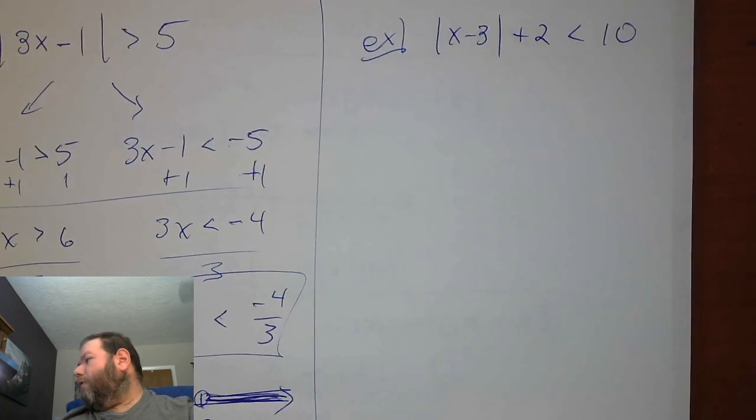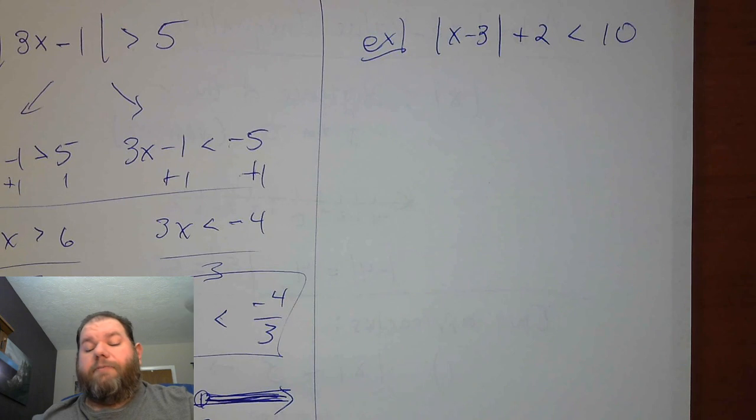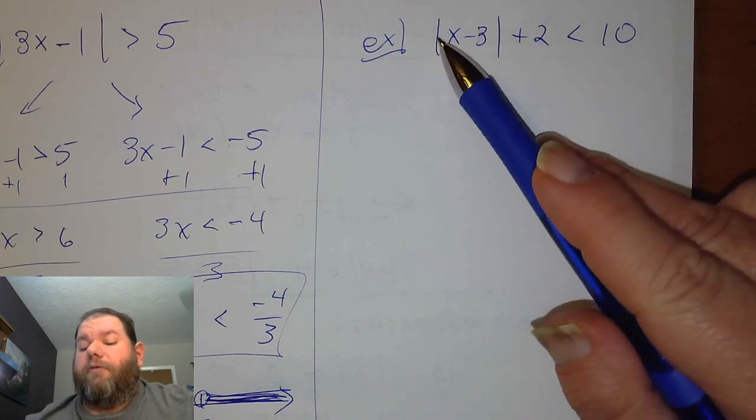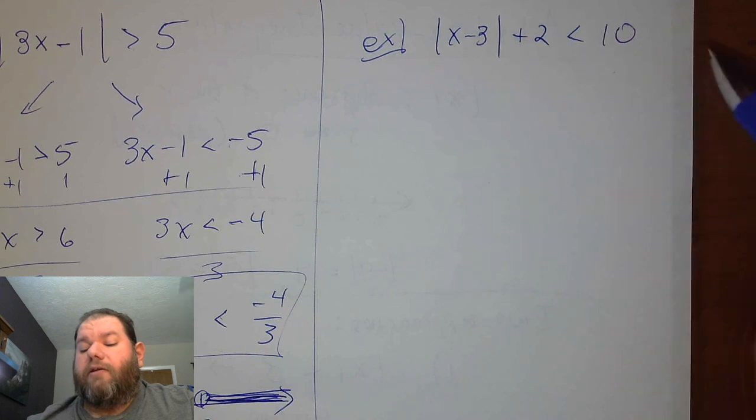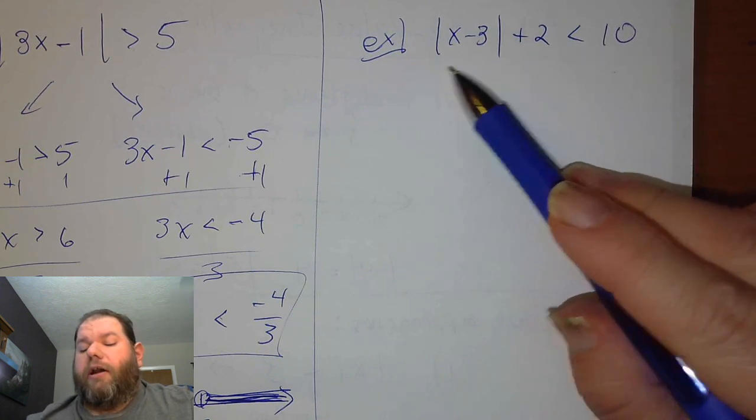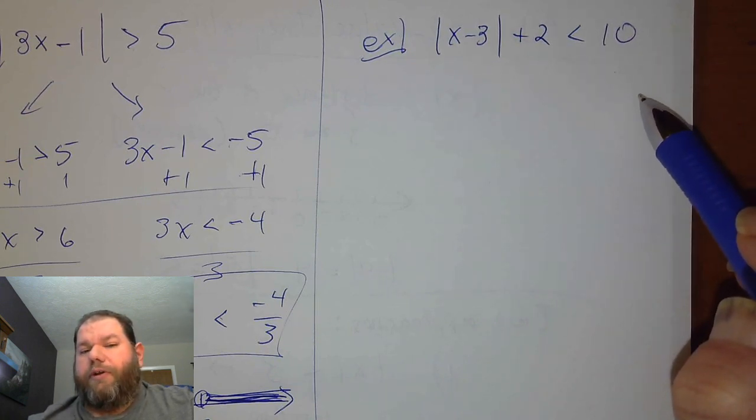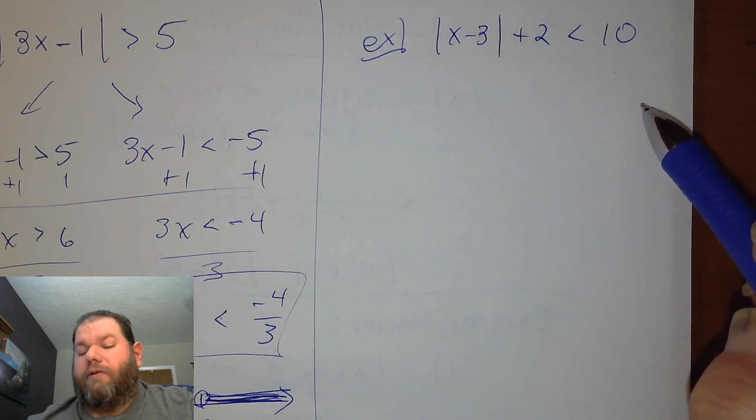Okay. And for our other example, let's look at absolute value of x minus 3 plus 2 is less than 10. Looking at this problem, what do you think the first step would be?